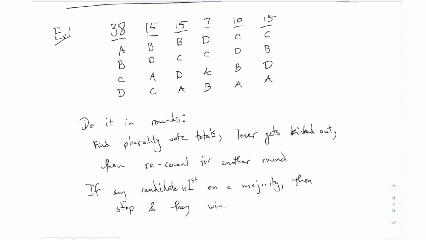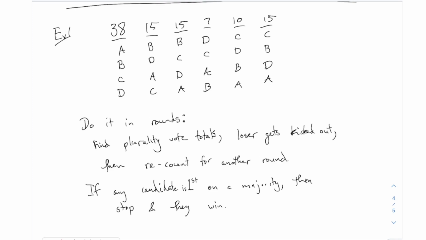Right? This will automatically happen if you go all the way until there's only 2 left. Then automatically in the last round, one of them will have a majority over the other one. But it's possible this can happen earlier, in which case you can stop. You don't have to go through all the remaining rounds. All right? This is how the instant runoff voting system works.